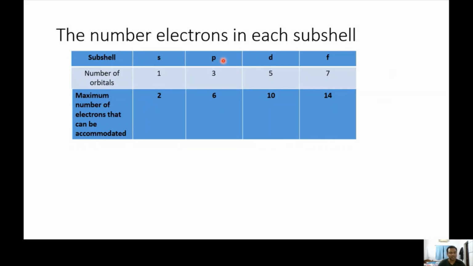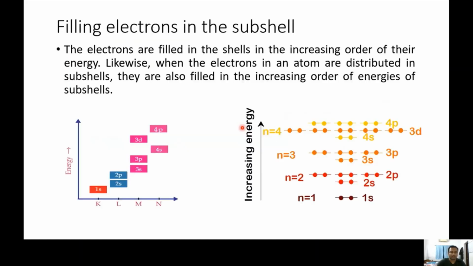In subshell p, the number of orbitals is 3. Therefore 3 into 2, 6. 6 is the maximum number of electrons that can be accommodated in the p subshell. Then in the d subshell, 5 into 2, 10. And in the f subshell, the number of orbitals is 7, therefore 14 electrons maximum. Okay.